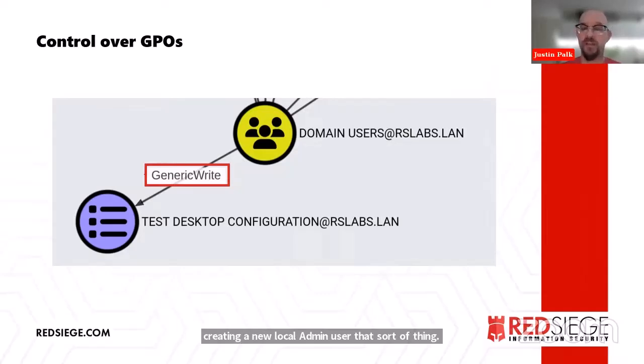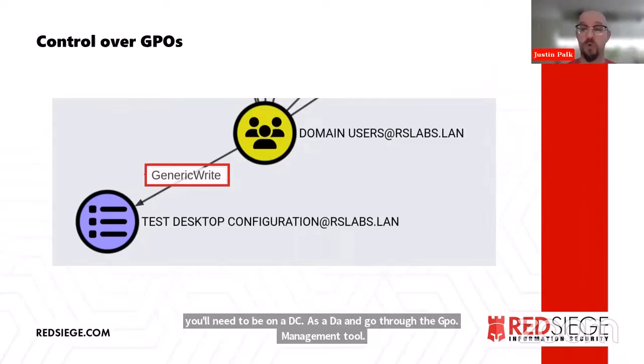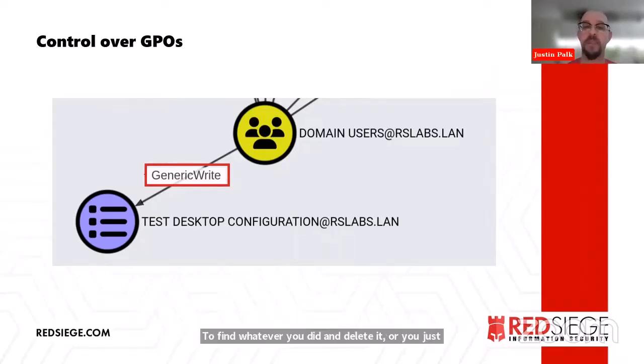The one caveat here is, unless you have a DA account on a domain controller, you're not going to be able to undo this with SharpGPOAbuse. So you'll need to be on a DC as a DA and go through the GPO management tool to find whatever you did and delete it, or you'll need to tell your point of contact, hey, you need to delete this thing, or disable this GPO, or whatever it is, because you're probably not going to be able to do it yourself.